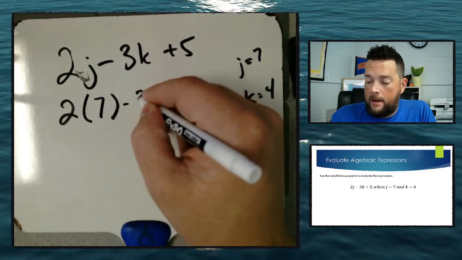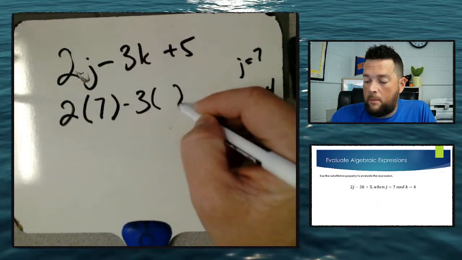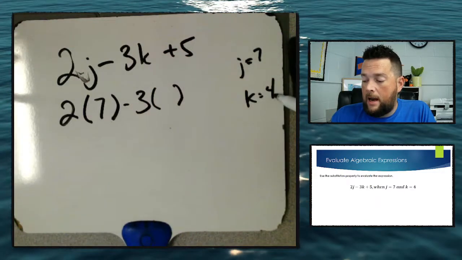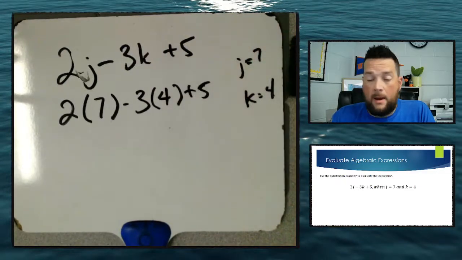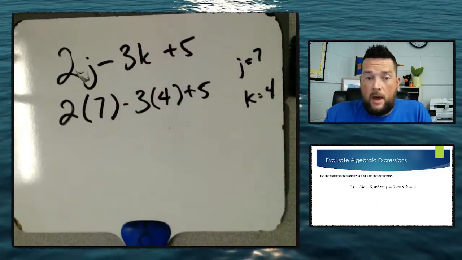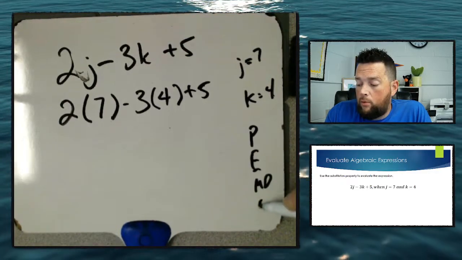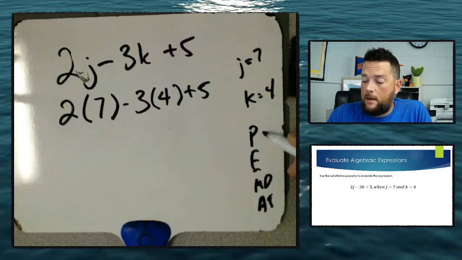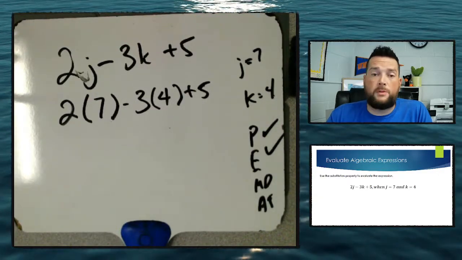All right. So then we've got 2 times 7. We have 3. I'm going to put a parentheses here for k, and I'm going to substitute the number 4 in for that, and then I've got my plus 5. I'm going to go ahead and just solve it on down. Again, PEMDAS tells us we're going to go to parentheses first. There's nothing we can do inside the parentheses. There's no exponents. Now we're down to multiplication or division.